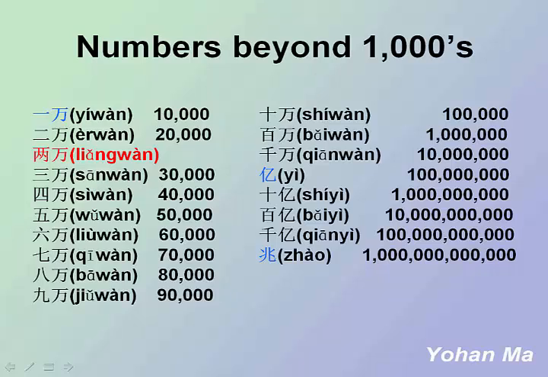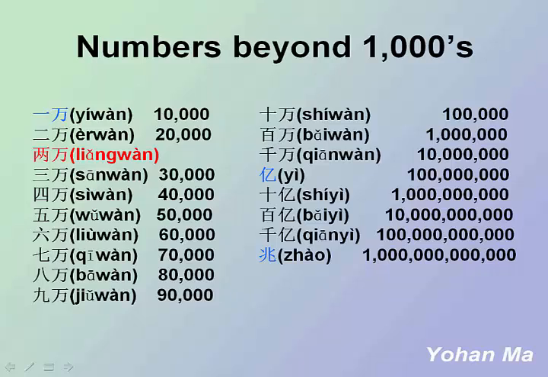两万, 20,000. You would almost never use 二万, okay? Almost always 两万. 三万, 30,000. 四万, 40,000. 五万, 50,000. 六万, 60,000. 七万, 70,000. 八万, 80,000. 九万, 90,000. And then 100,000, that's 十万.